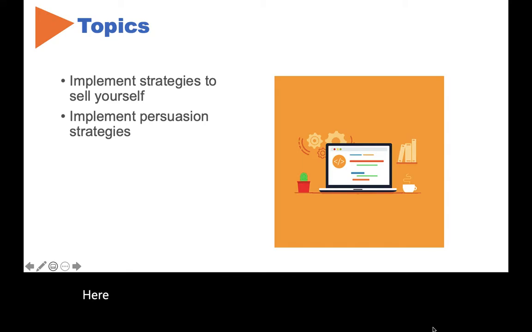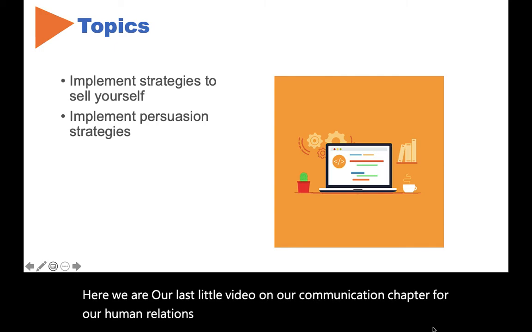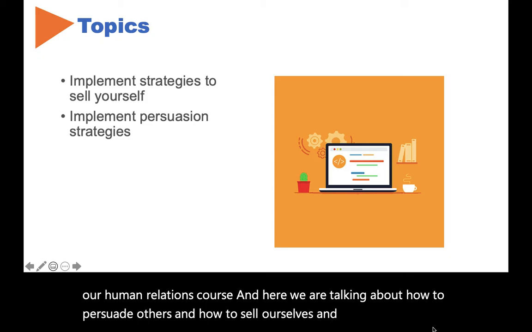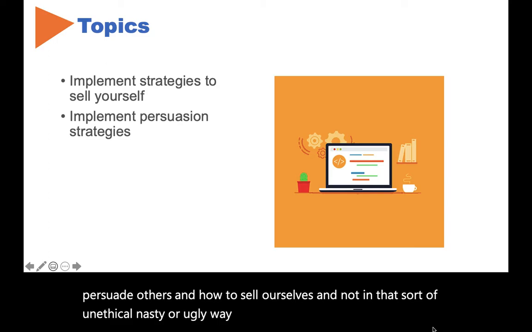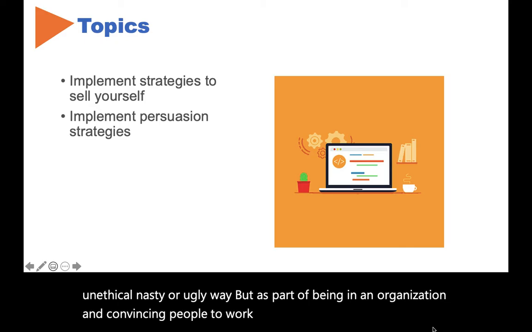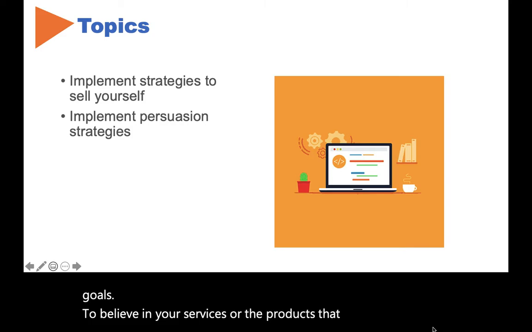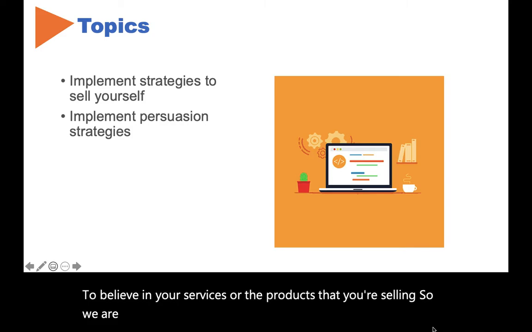Here we are, our last little video on our communication chapter for our human relations course. And here we are talking about how to persuade others and how to sell ourselves, and not in that sort of unethical, nasty or ugly way, but as part of being in an organization and convincing people to work towards common goals, to believe in your services or the products that you're selling. So we are using the ability to influence and persuade in the most positive ethical sense.